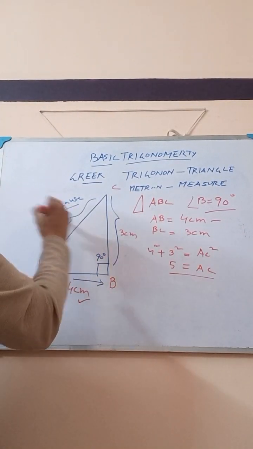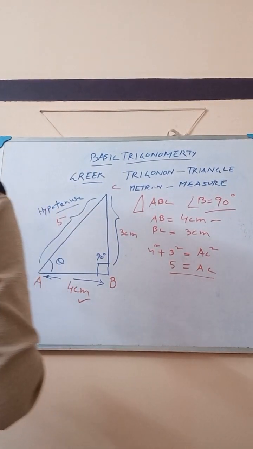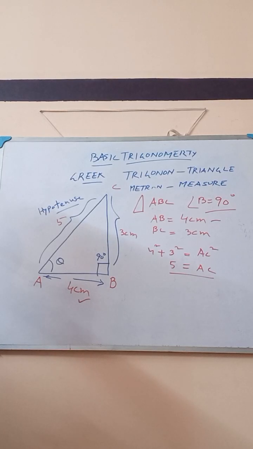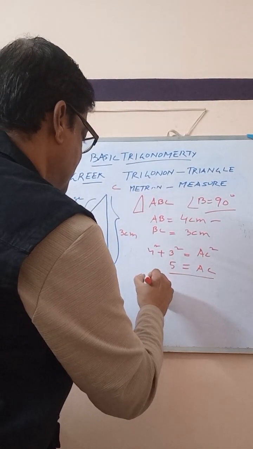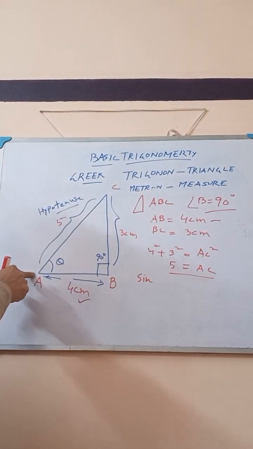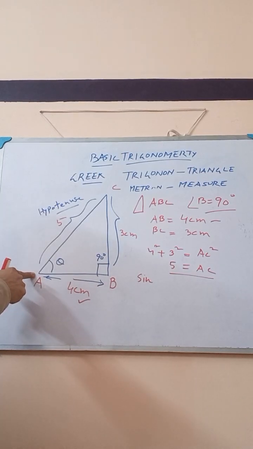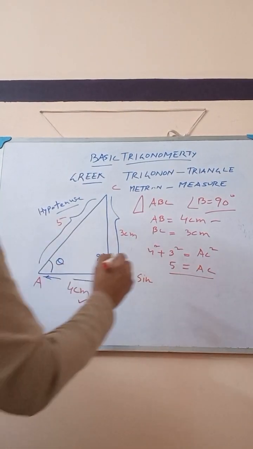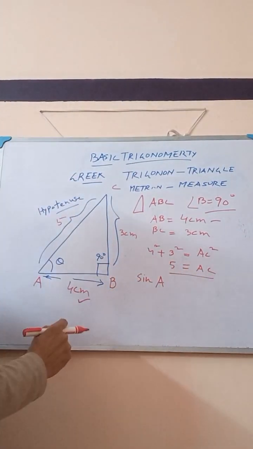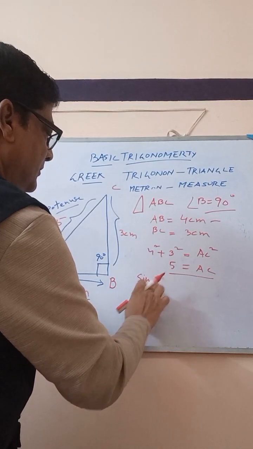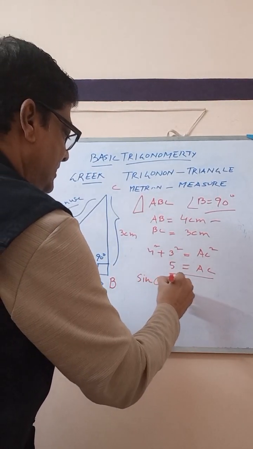So this is 5. Now I am showing you one trigonometric ratio of the angle A and another trigonometric ratio of the angle C. Now let us consider, this is angle A. Now angle A is theta. So sine of A, that means this is theta basically. We can write sine theta. No problem.